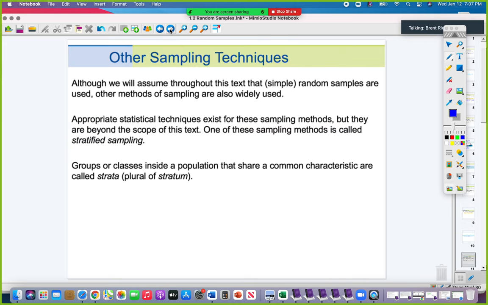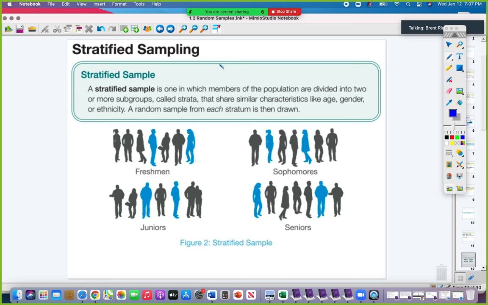Other sampling techniques: stratified. Write this one down for sure. Of all of them, this one is probably the toughest. This and cluster are the ones that students struggle to get a grasp on.